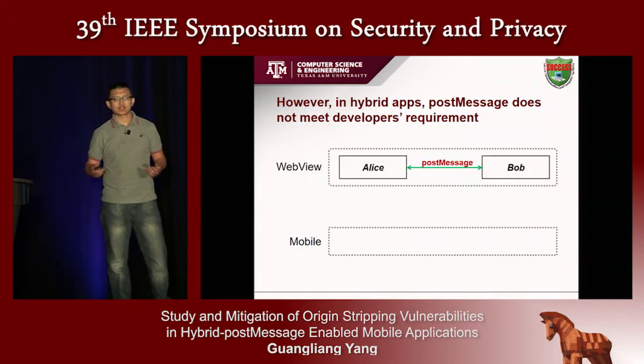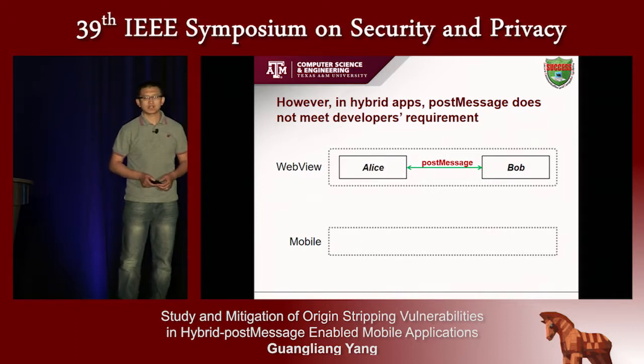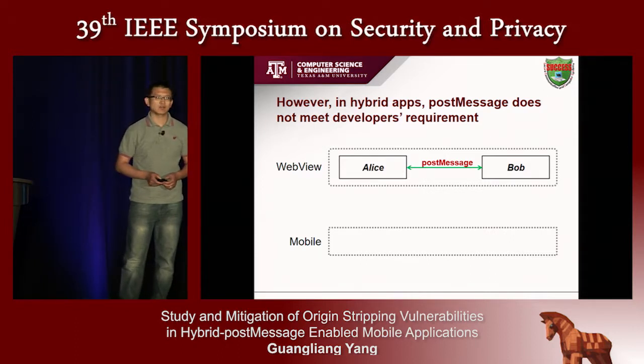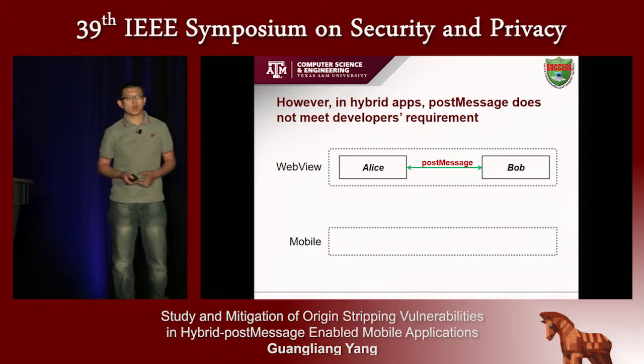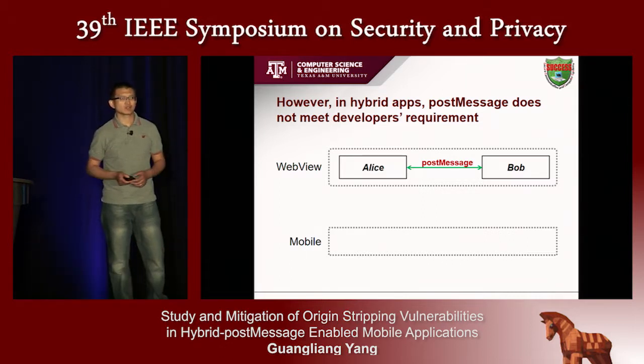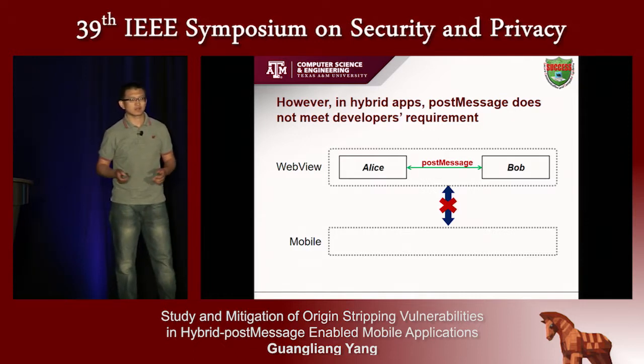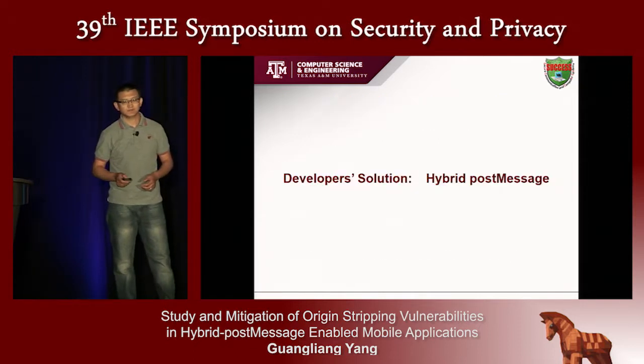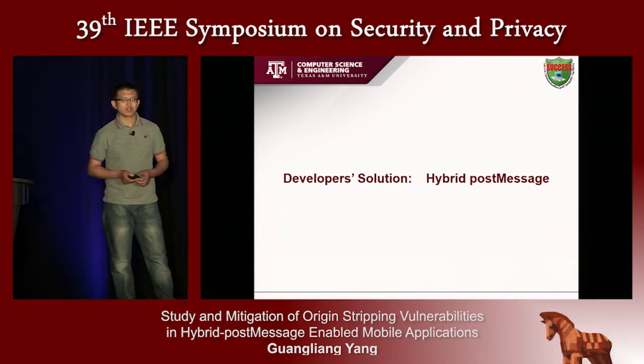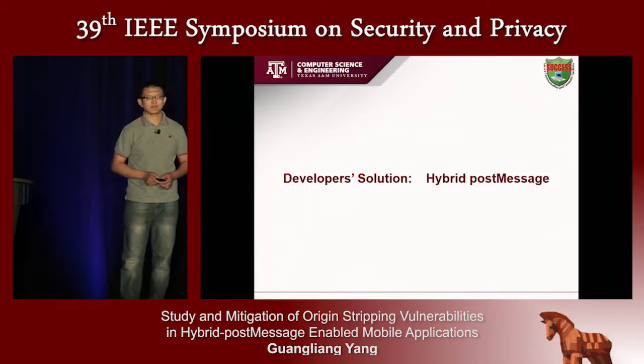This picture shows the architecture of hybrid apps. The top box is the web platform, and the bottom box is the mobile platform. Developers really want their mobile code to also be involved in the messaging process. However, this functionality is not provided by existing systems such as Android. To mitigate the problem, developers have to extend the existing post-message technique.